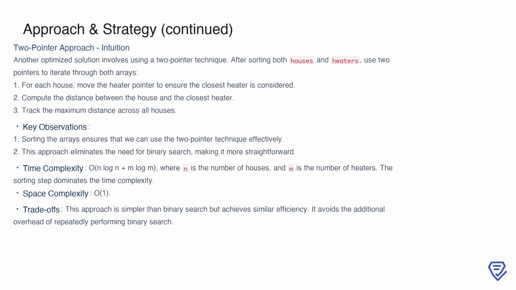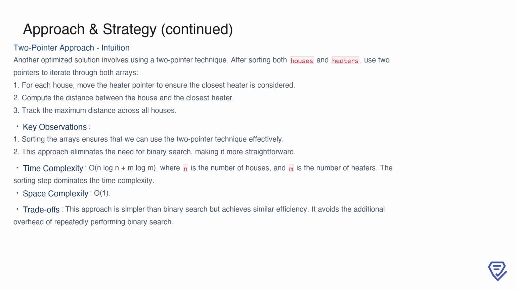An alternative way to optimize the solution is by using the two-pointer technique. After sorting both the houses and heaters arrays, we use two pointers to traverse the arrays. For each house, we adjust the heater pointer to ensure we consider the closest heater. Once the pointer is positioned correctly, we calculate the distance between the house and the nearest heater. This distance is then tracked to find the maximum value across all houses, which determines the required heater radius.